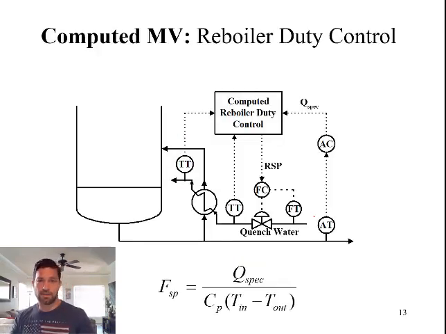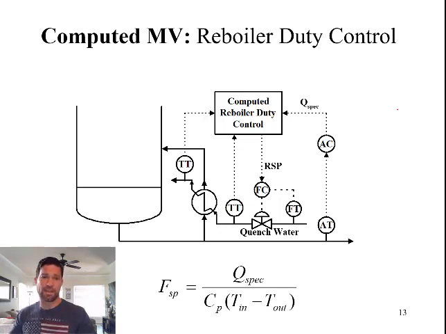Okay, so the last thing I want to talk about in this video is a few examples of computed manipulative variable. Computed manipulative variable is when we have to calculate the manipulative variable in the controller instead of making a single measurement. So normal feedback control, you make a measurement, you compare that to a set point, and you take action on a control valve or another final control element. Computed manipulative variable often takes multiple measurements and does a calculation and adjusts a flow or a valve accordingly.